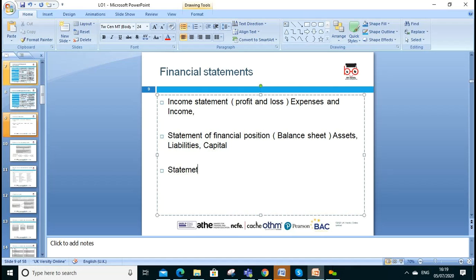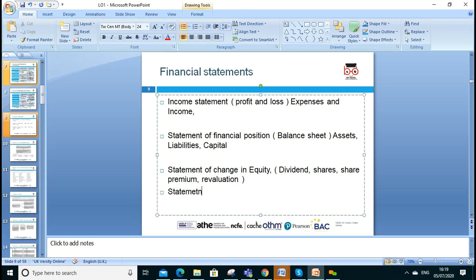Next we call the statement of changes in equity. Equity means share capital. How much dividend we paid to shareholders during the year, how many shares we issued, how much the share premium was, and how much we revalued our assets. That all shows here.